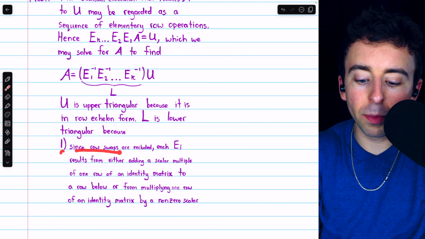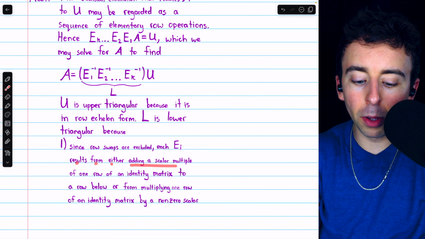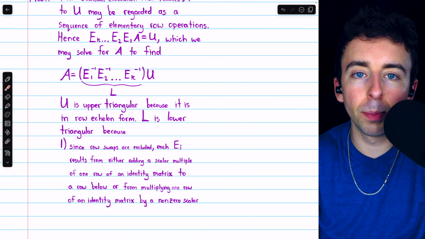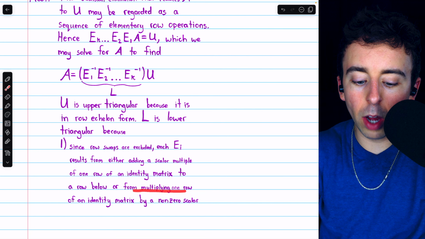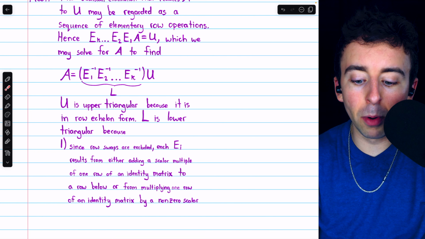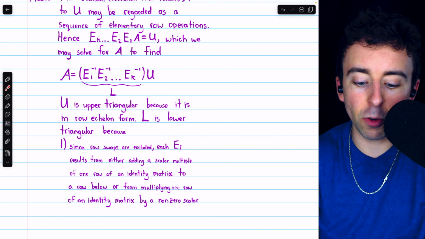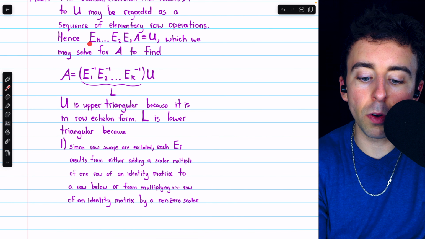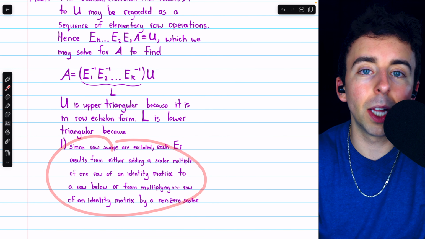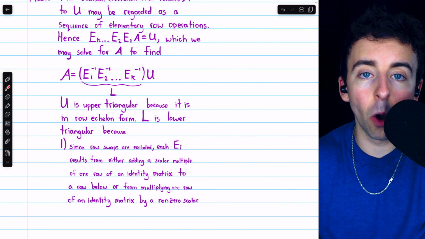Firstly, since row swaps are excluded, each elementary matrix E_i results from either adding a scalar multiple of one row of an identity matrix to a row below, that would be done to introduce zeros below leading ones, or from multiplying one row of an identity matrix by a non-zero scalar, which would be done to introduce leading ones. Remember where elementary matrices come from. They come from performing a single row operation on an identity matrix. So this is describing all possible elementary matrices that could be in this sequence. Since row swaps are prohibited, this covers all possible elementary matrices. And remember, an identity matrix is a diagonal matrix, and it's also technically lower triangular.